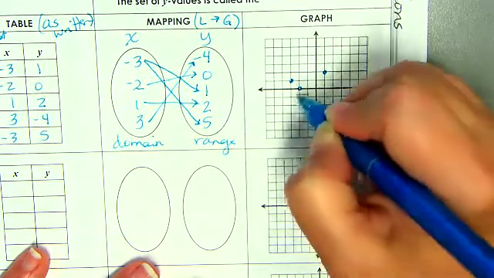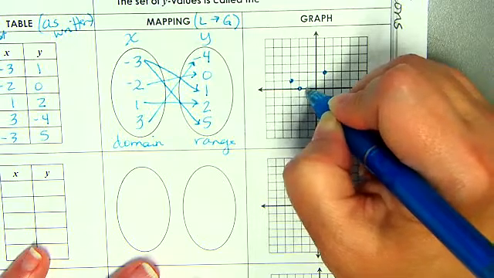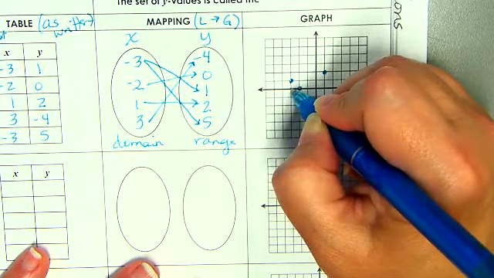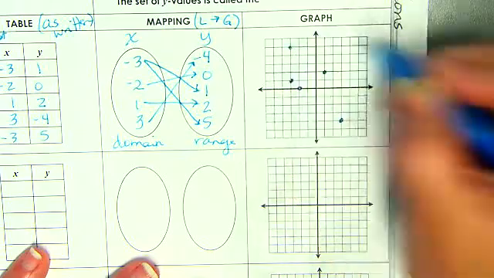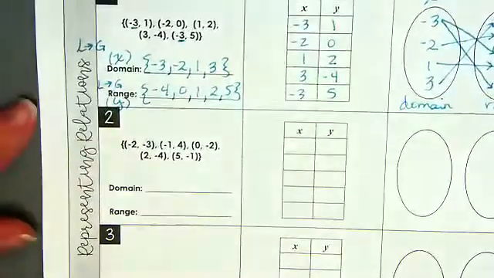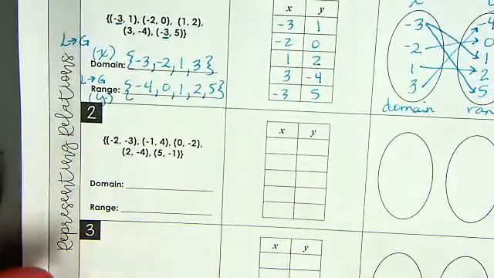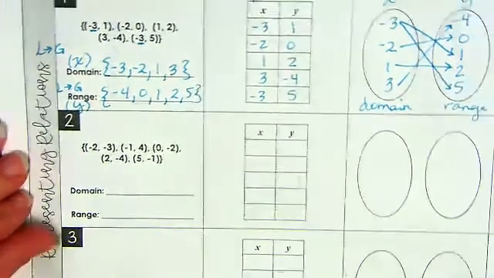And -3, 5. So that's to the left here. 1, 2, 3. And then I'm going up 5. 1, 2, 3, 4, 5. And there's my graph. The expectation is for you to do the next two. And that's the end of this video for 3.B.